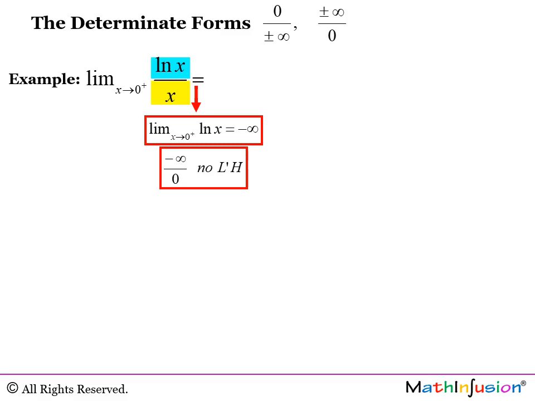But even more, this is a very easy limit. You just have to write it as a product. Now when this is a product, it's very easy. Because 1 over x when x approaches 0 plus is infinity, and ln of x is negative infinity, and infinity times negative infinity is negative infinity.